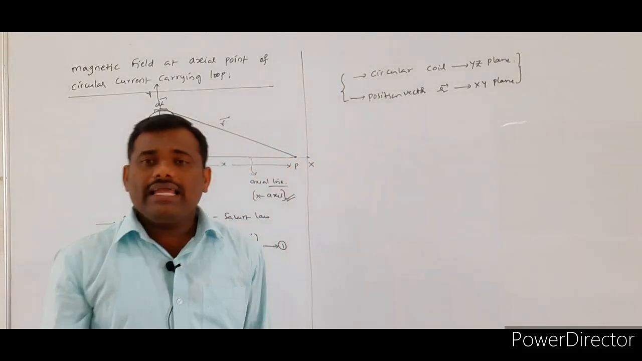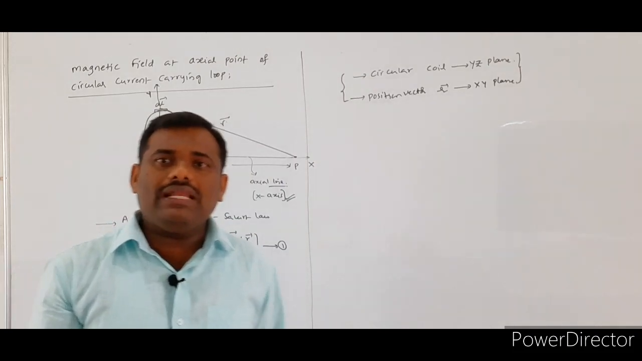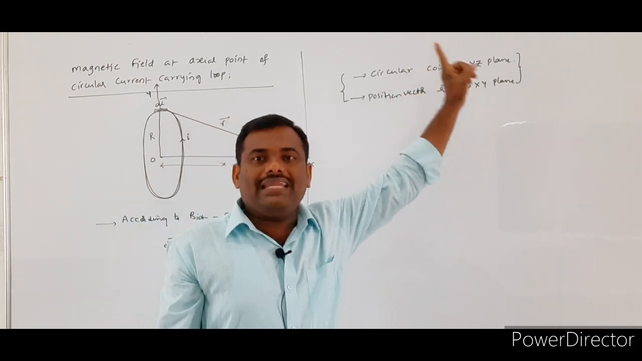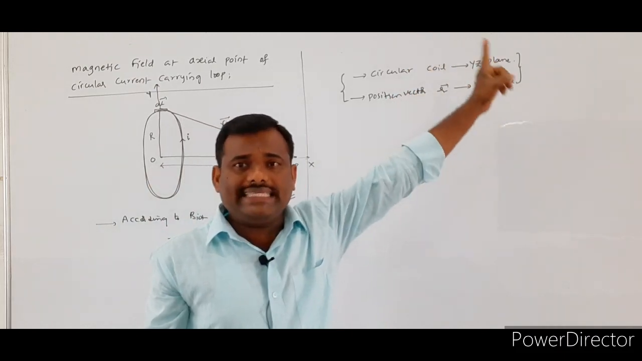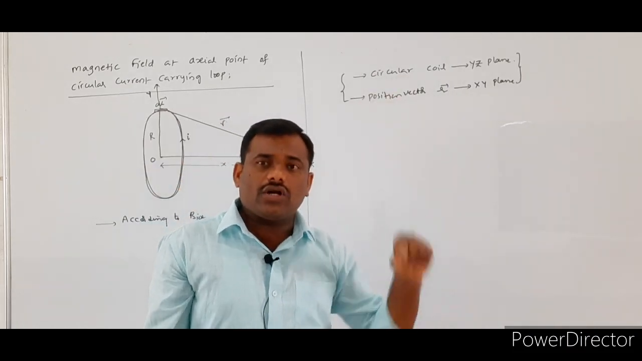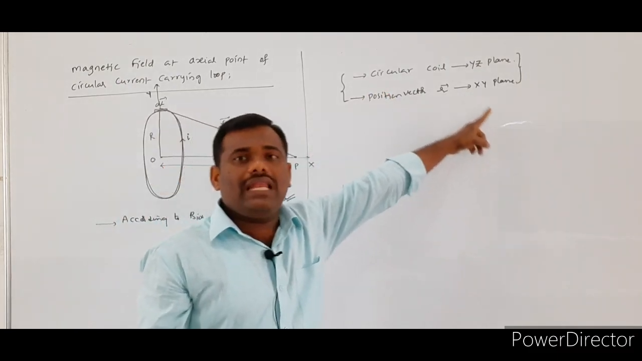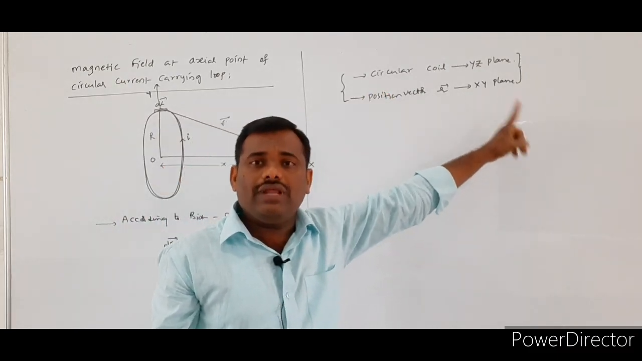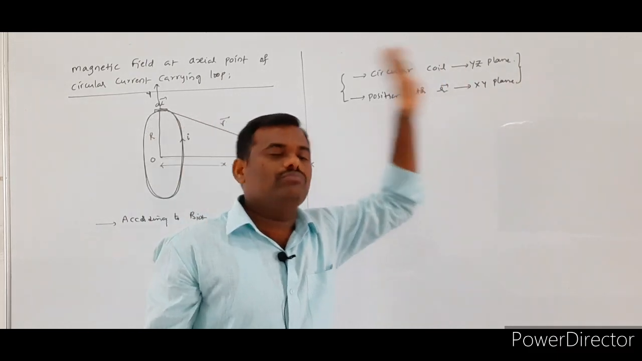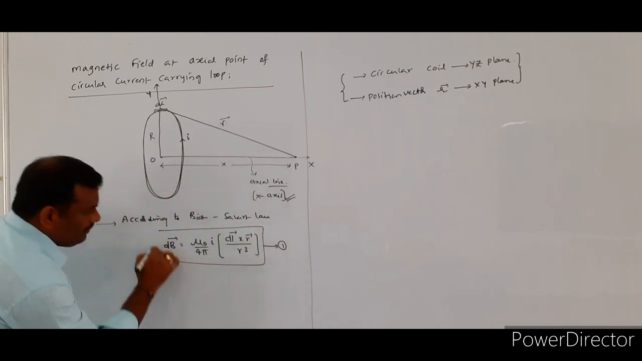So these 2 points we have to understand earlier. Once again, in which plane was the coil placed? The coil will be placed along the YZ plane. And the position vector r bar, which is drawn from the small element dl to the point P, will exist in the XY plane.